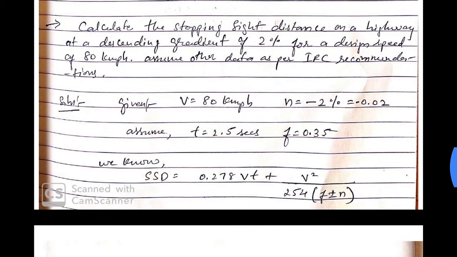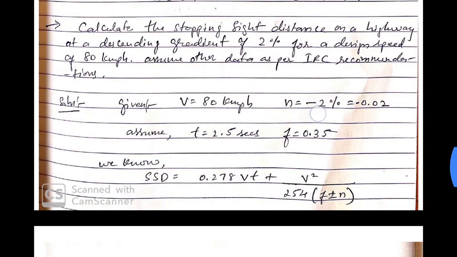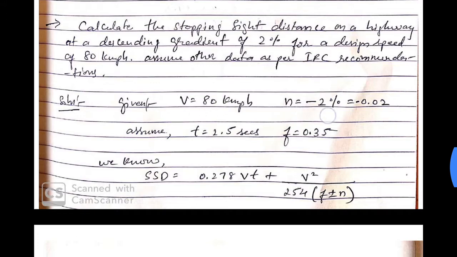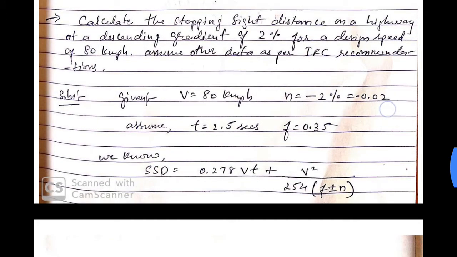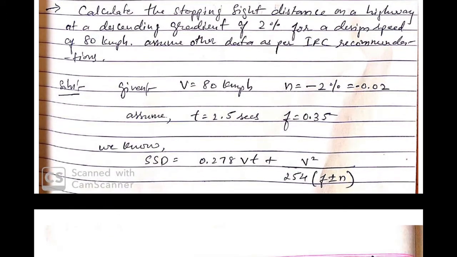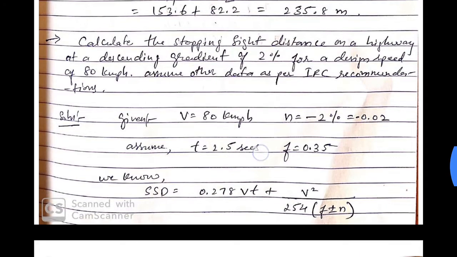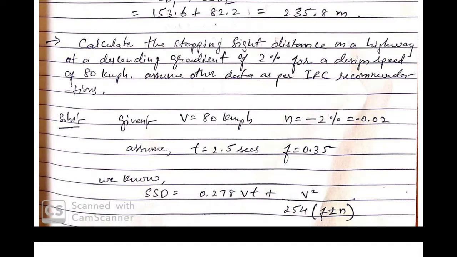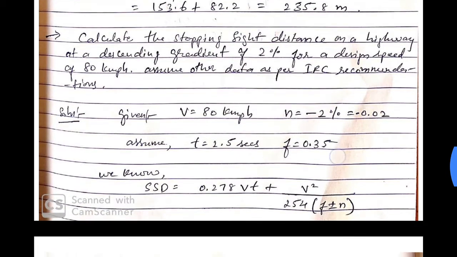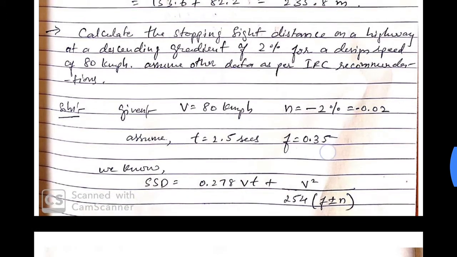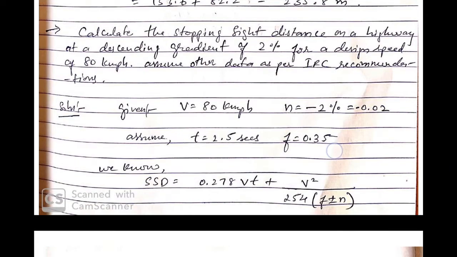So velocity is 80 kmph. Gradient, which is downward, hence it is designated by a negative sign, is 2%, so it can be written as minus 0.02. Reaction time, the standard value is 2.5 seconds, so we consider this. And also coefficient of friction is 0.35 for 80 kmph. Okay, so this is also as per given standards by IRC.